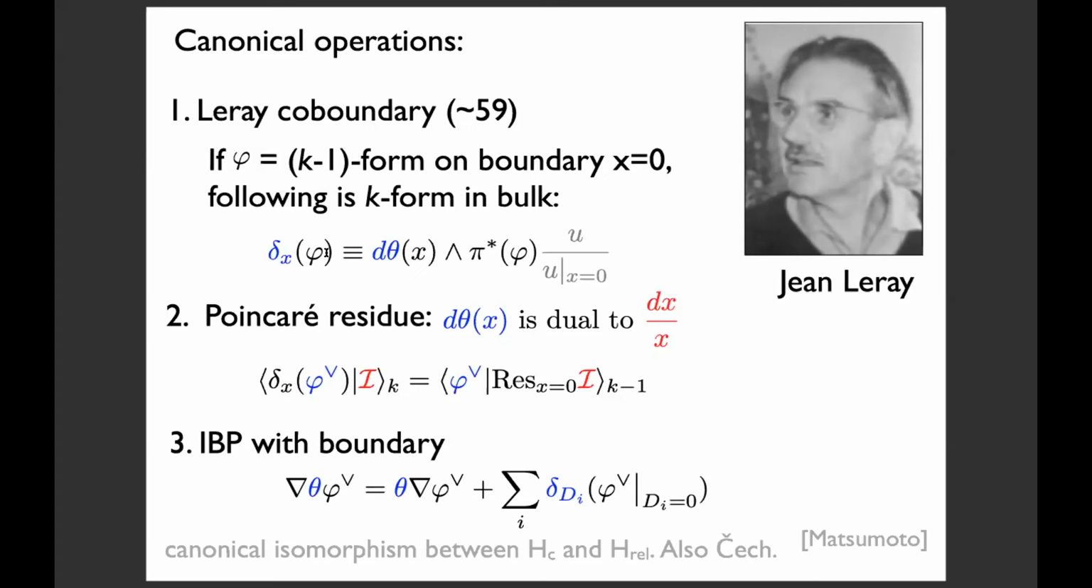And the reason it's useful is that it's basically dual to taking residues. If phi is a form that lives on a cut, you take its co-boundary and you intersect it with some integral, it's just going to take the residue of that integral. And that's because d theta is like a circle, so the integral is going to be a little circle around the pole. And the last thing is that when we do integration by parts with the boundaries, we have to keep track of boundary terms. So we get these delta function terms.